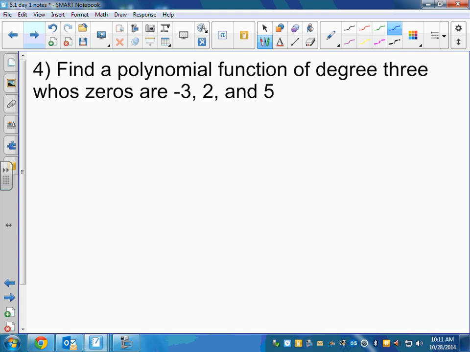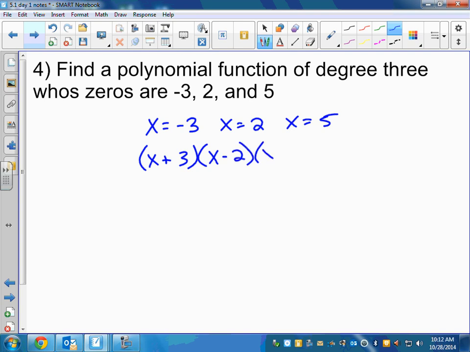So if the zeros are x equals -3, x equals 2, and x equals 5, we want to go from the solution back to the factor. So if x equals -3 is the answer, what was it before you solved it? X plus 3. You can just think about moving that back over again equals 0. If it's x equals 2, then it's x minus 2. And if it's x equals 5, then it's x minus 5.